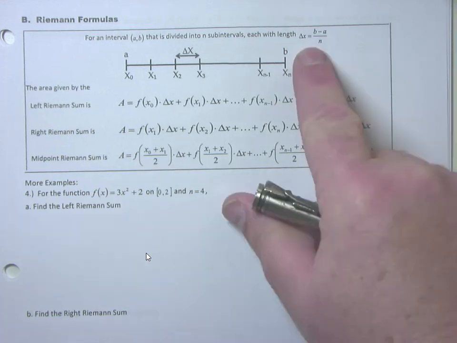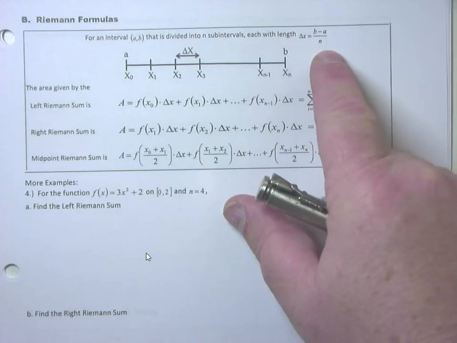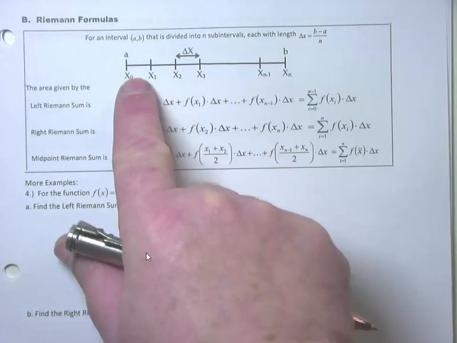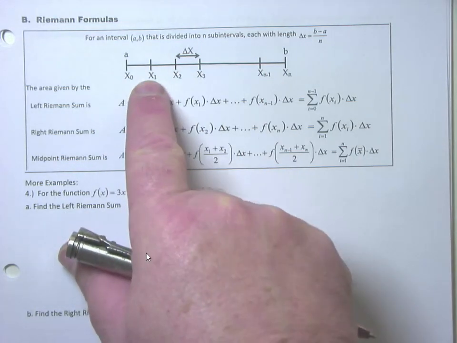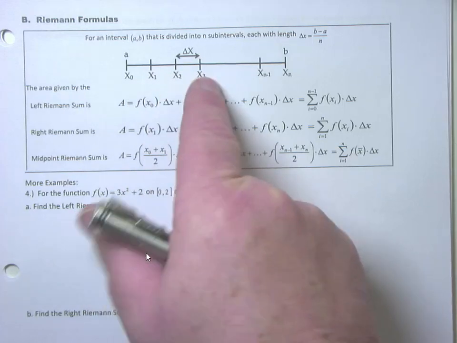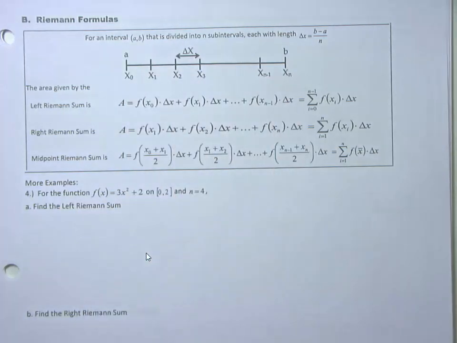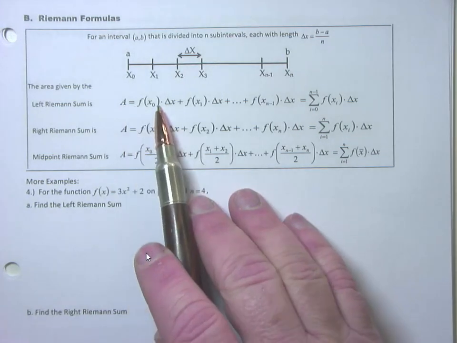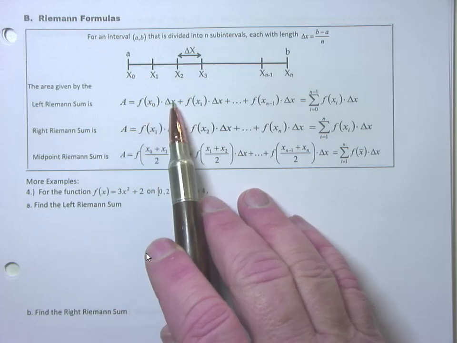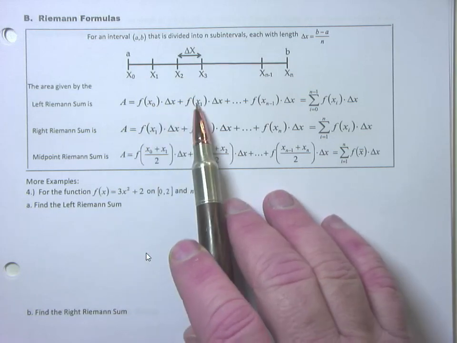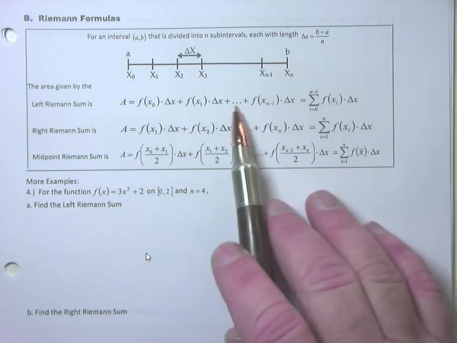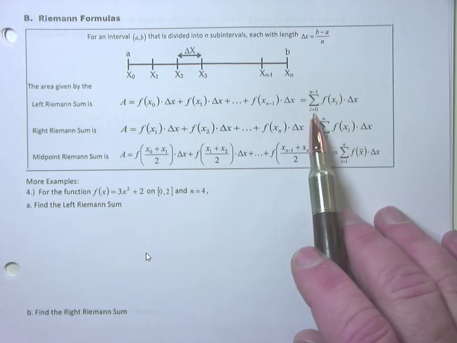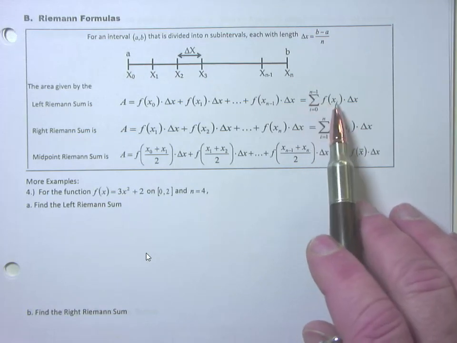So delta x is equal to b minus a divided by n. There is my delta x, which measures the width. You start with x0, which is a. You move over a delta x, there's x1. Another delta x, that's x2. So we're evenly spacing these partition points out. The left Riemann sum is equal to f of x0, which is the height of the rectangle, times the delta x width, plus f of x1 times delta x, plus dot dot dot, plus f of x(n minus 1) times delta x. And we get this formula: the sum as i goes from 0 to n minus 1 of f of x i times delta x.